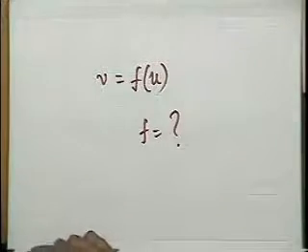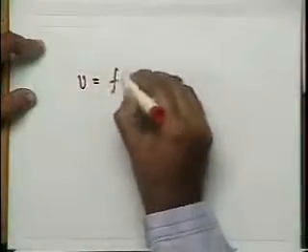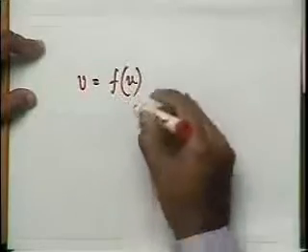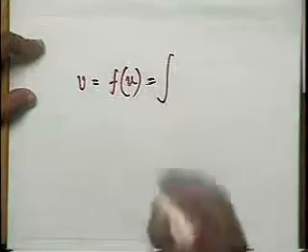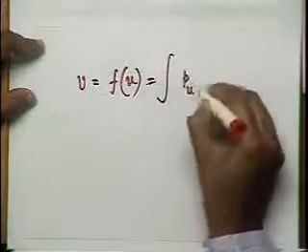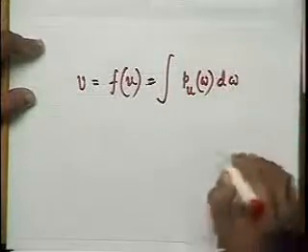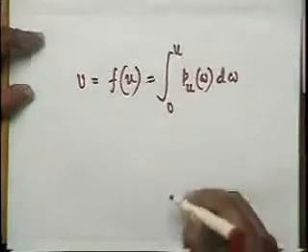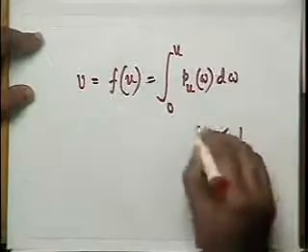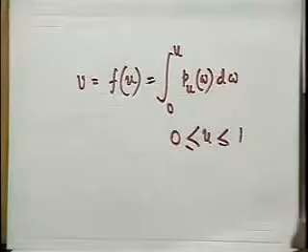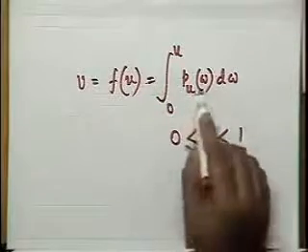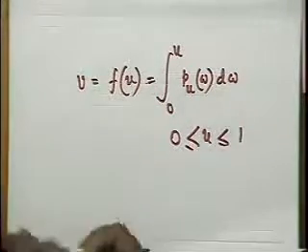Now let us choose the function f. If we take the transformation function of this nature, I define v as f of u, which I write as the integral of pu of w dw, integrated from 0 to u, for all u in the range 0 to 1. Then what am I writing in this integral expression? Can anybody tell me?